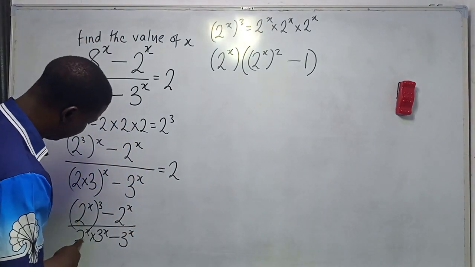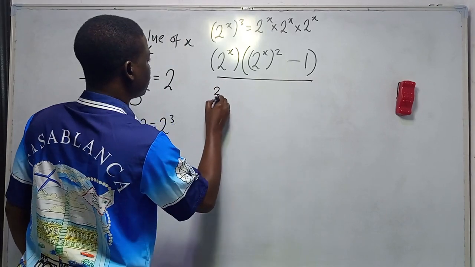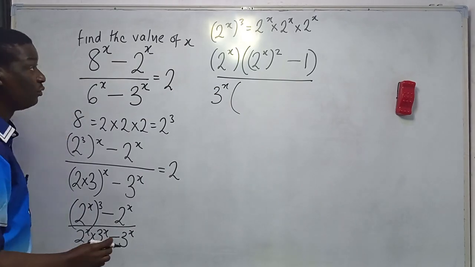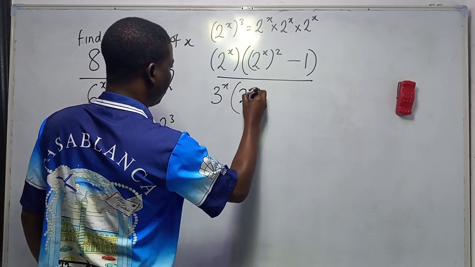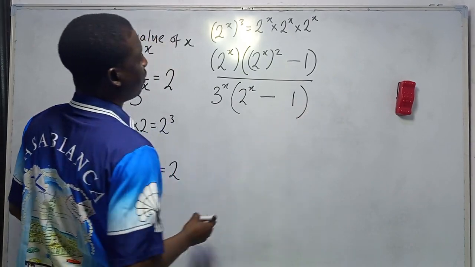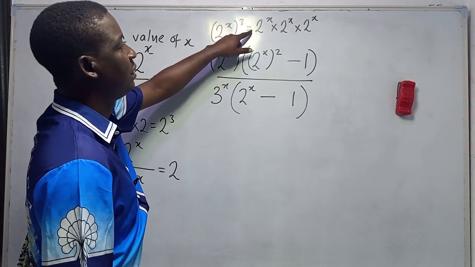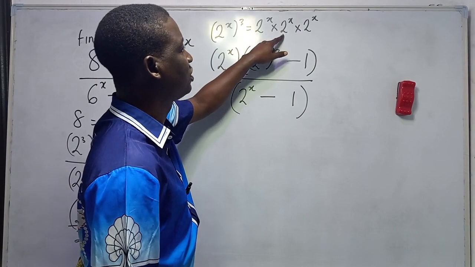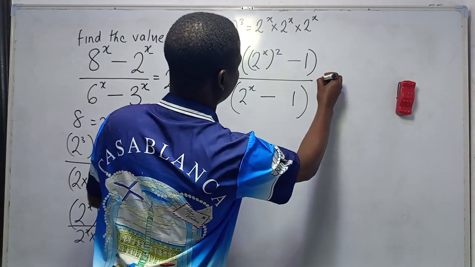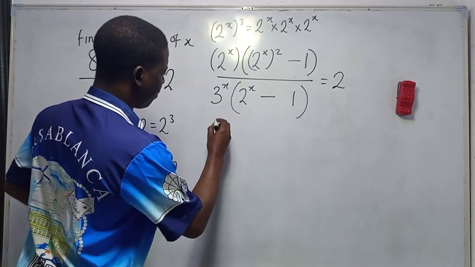Then what is common at the denominator? We have 3 raised to power x common at the denominator. Then we are going to have 2 raised to the power of x minus 1. Now, if you remember, I told you that this one is (2 raised to power x) raised to power 3, which is simply 2 raised to power x times 2 raised to power x times 2 raised to power x, so in general, all equal to 2.